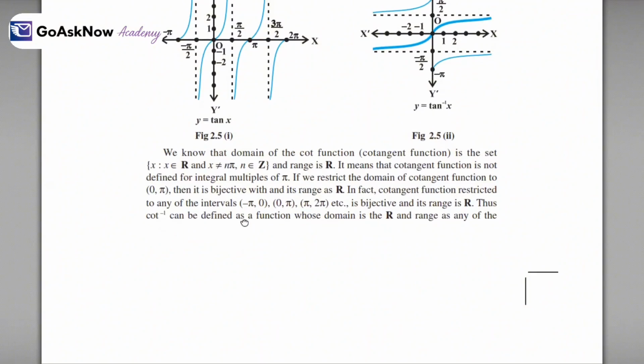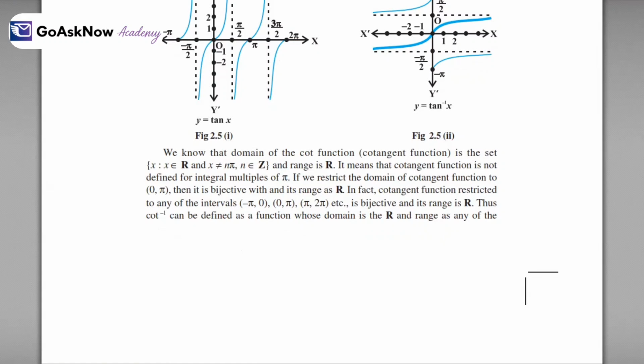So yes, we know that the domain of the cotangent function is the set of all x, that is x belonging to capital R and x is not equal to n pi, where n belongs to Z, that is integers, and the range is capital R. It means that the cotangent function is not defined for integral multiples of pi. This I already mentioned at the start of the chapter. If we restrict the domain of the cotangent function to 0 to pi, so that is similar to what?